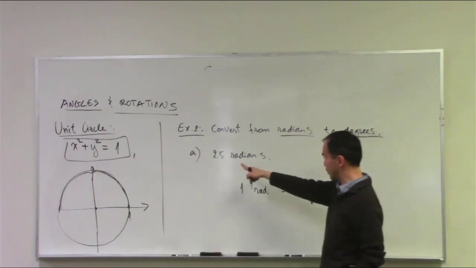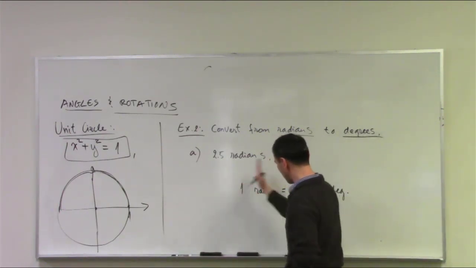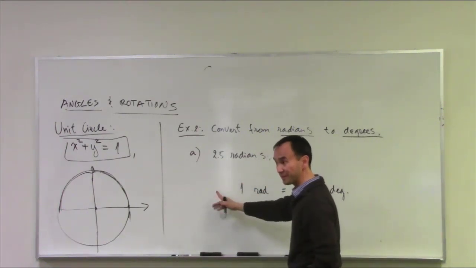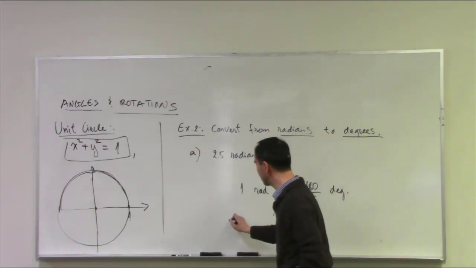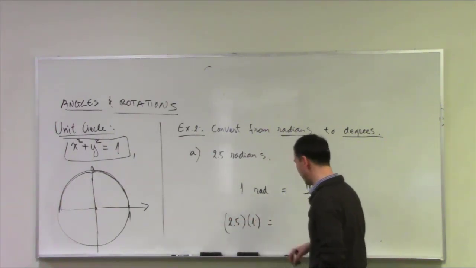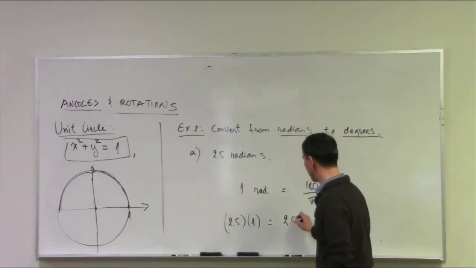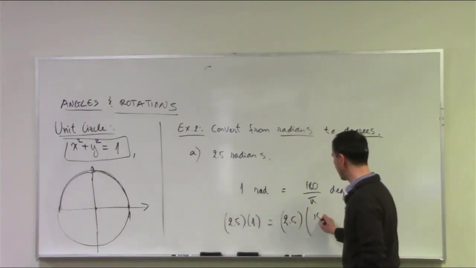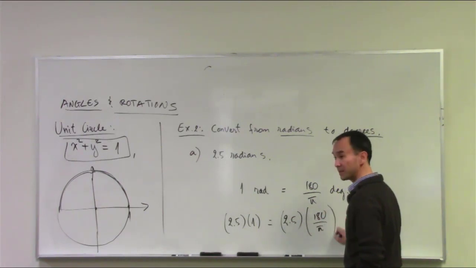Now we're starting out with 2.5 radians. All you do is just multiply both sides of this relationship by 2.5. That's just my way of interpreting it. You can have another way of working on that as well. 2.5, right, multiplied with 180 over pi. See what I mean? Okay.